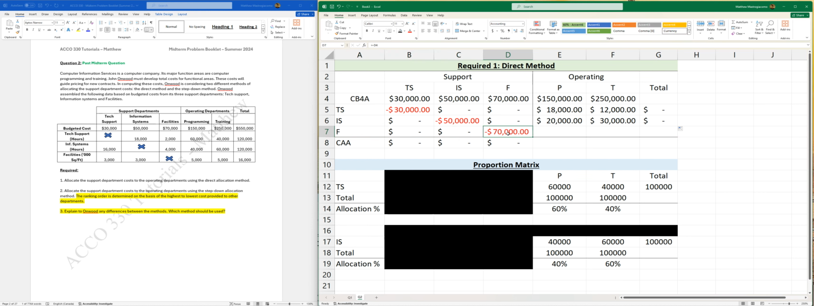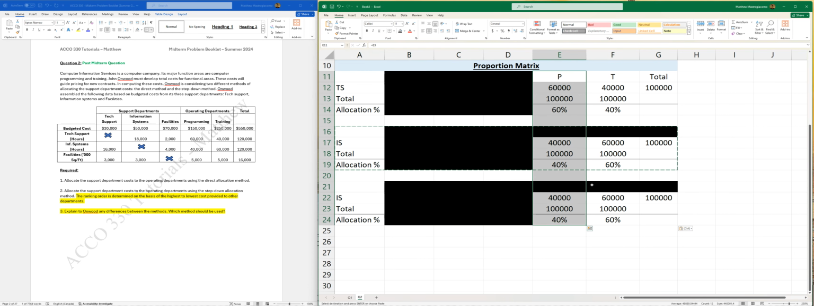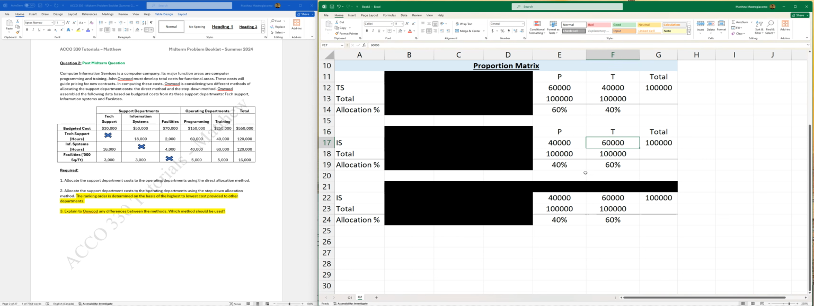Now, facilities. Facilities is 70,000 cost. So now we have to figure out the proportions to figure out how much of the 70 goes to programming and how much of the 70 goes to training. So let's go build our proportion matrix again. And by the way, guys, I'm following the columns here. This is programming and this is training. I don't know why this is blacked out, by the way. This should be blacked out here. So let's go put that. Now let's go put facilities, that's F. And now let's go figure out here how much gets allocated.